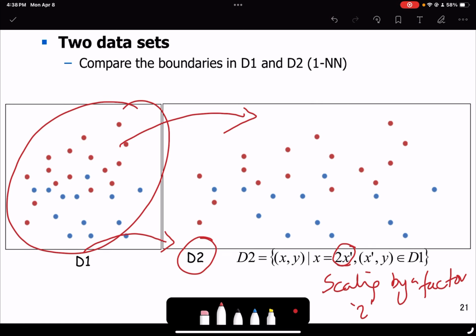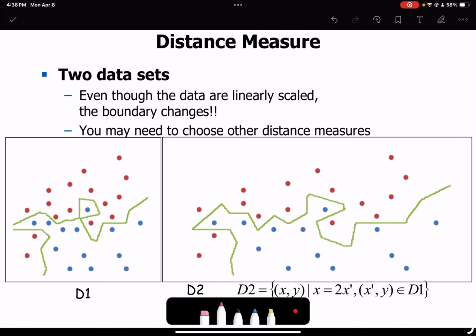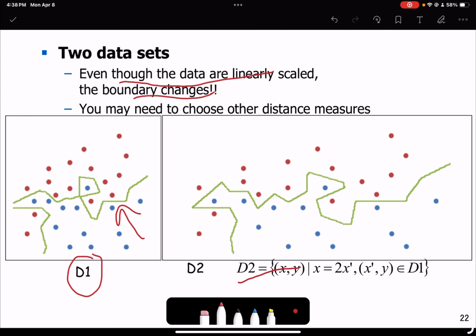And what would be the impact on the decision boundary? Will it be affected? Let's see. We have two data sets. One is the scaled version of the other. Obviously, that is linearly scaled. In the case of D1, it is more towards the overfitting side, but in the case of D2, which is a scaled version of your D1, we can see that the decision boundary is changed.